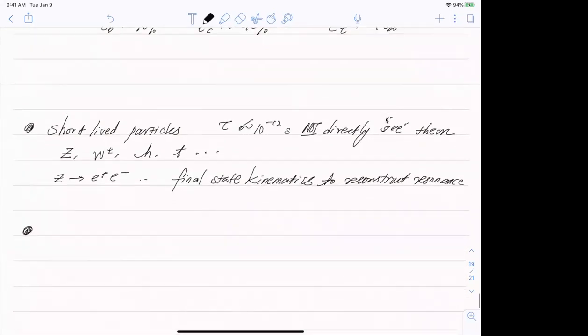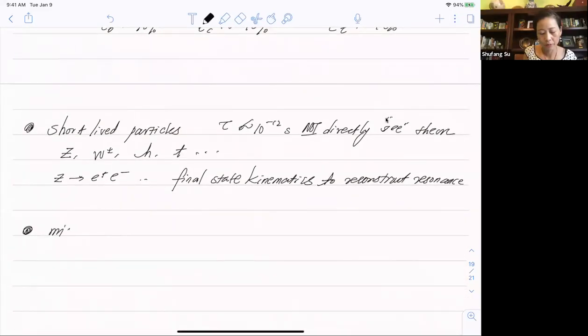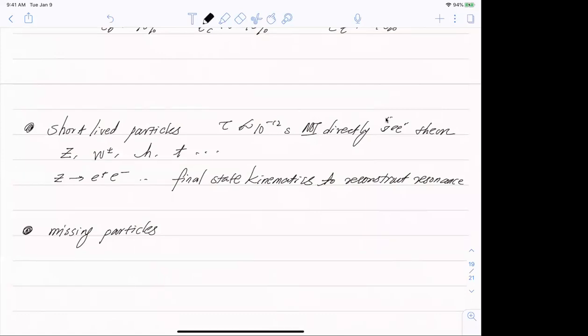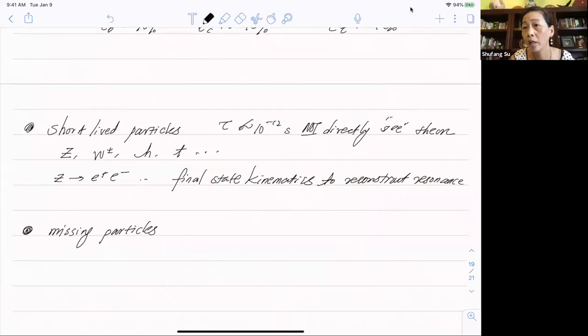And then the last thing, as I mentioned, are the missing particles. So before you move on, Shufang, there are a few questions about tagging in the chat.